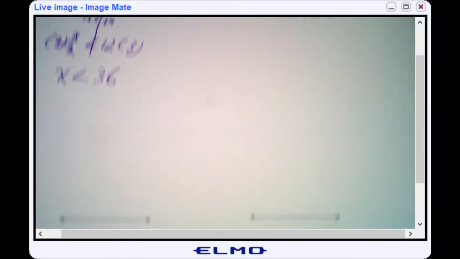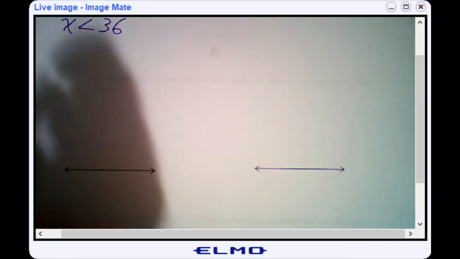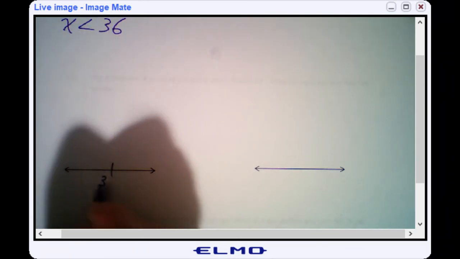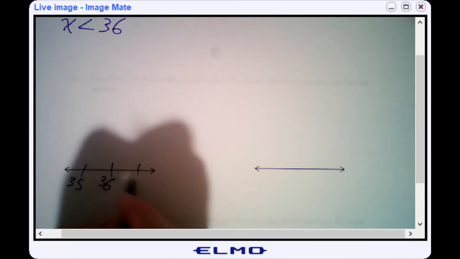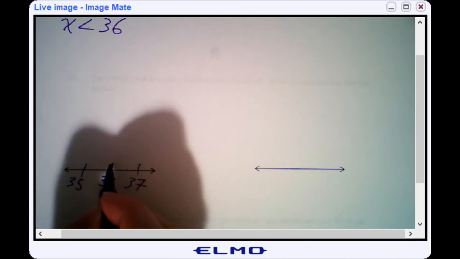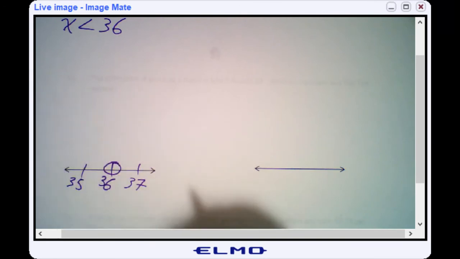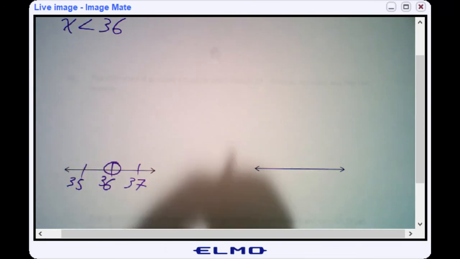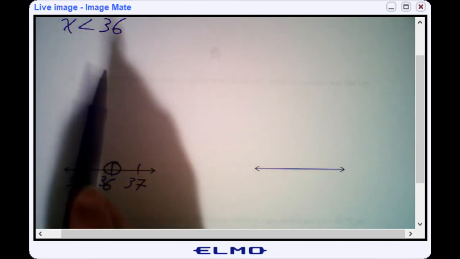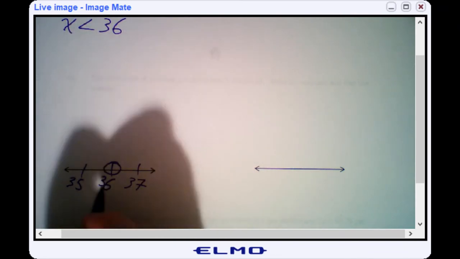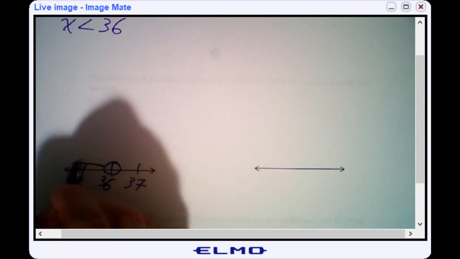Now we're going to come down here and graph. So 36 is where our circle is going to go. 35 is a number smaller, and 37 is a number larger. Our circle here is going to be unshaded because we don't have the equal to part. X is less than 36. 35 is less than 36. So we're going to go left or towards the 35.